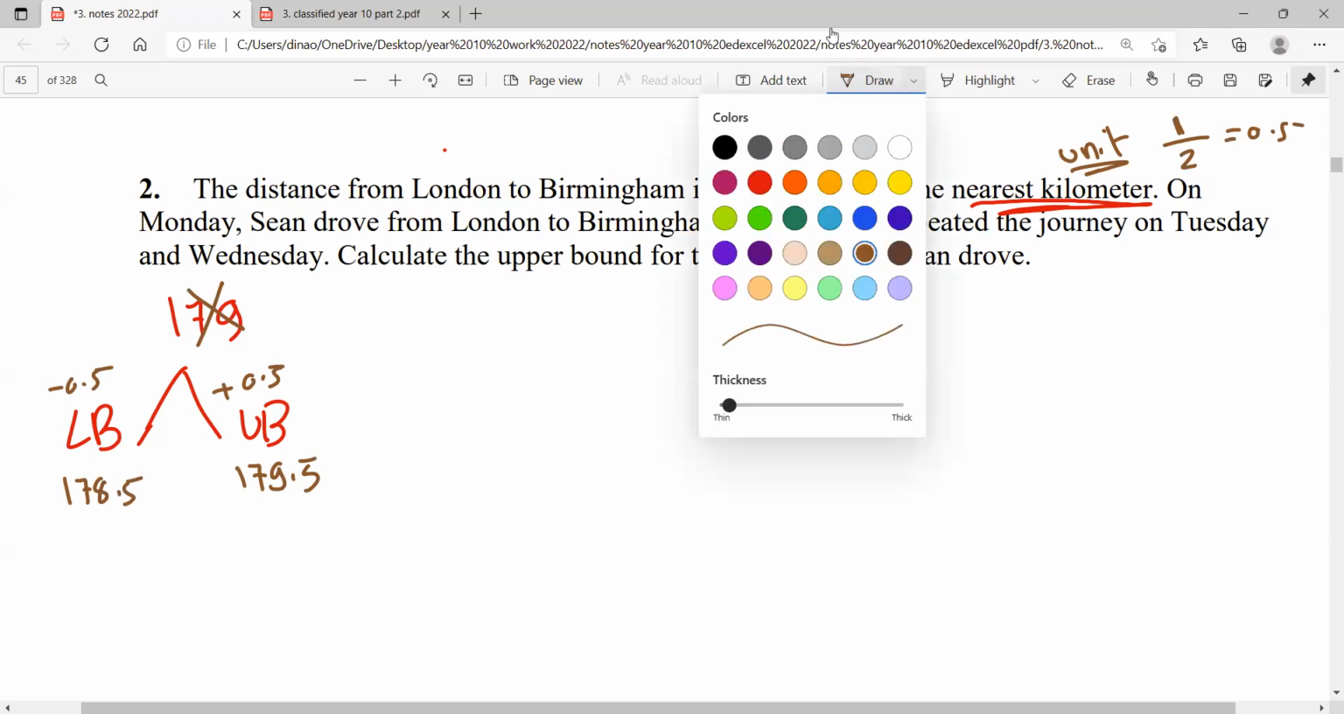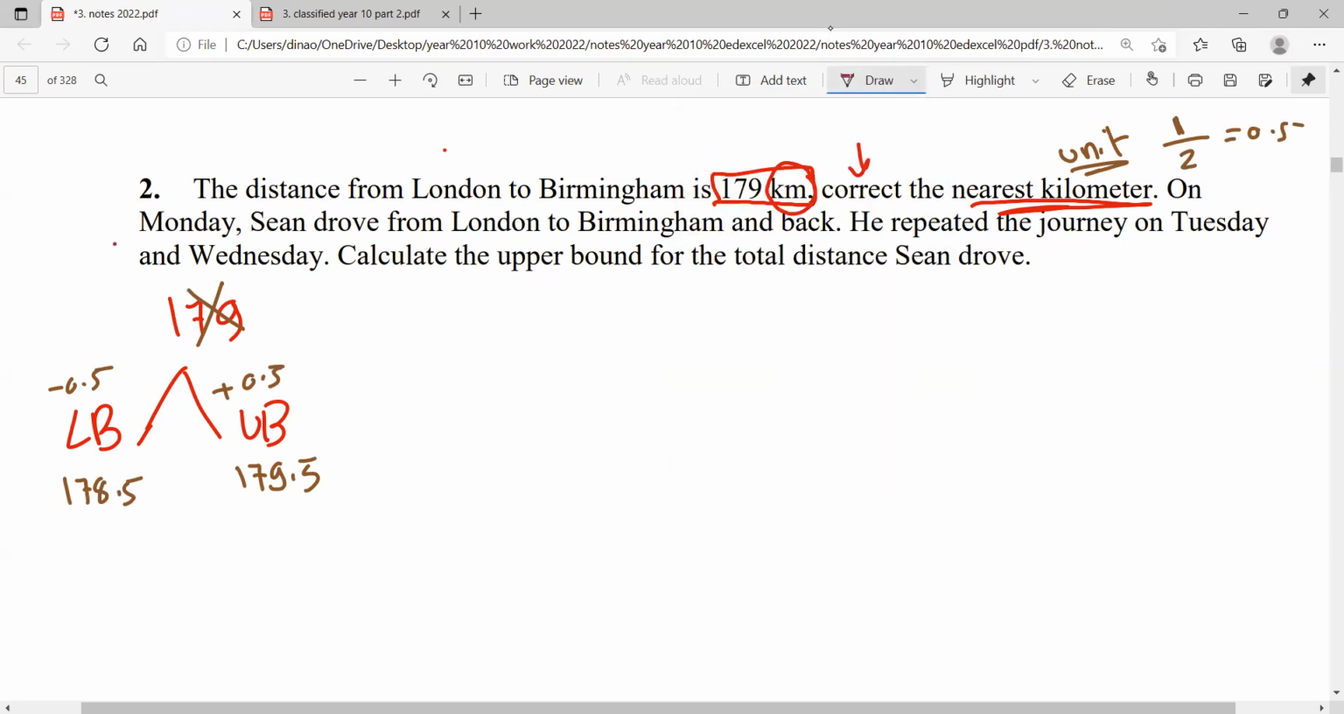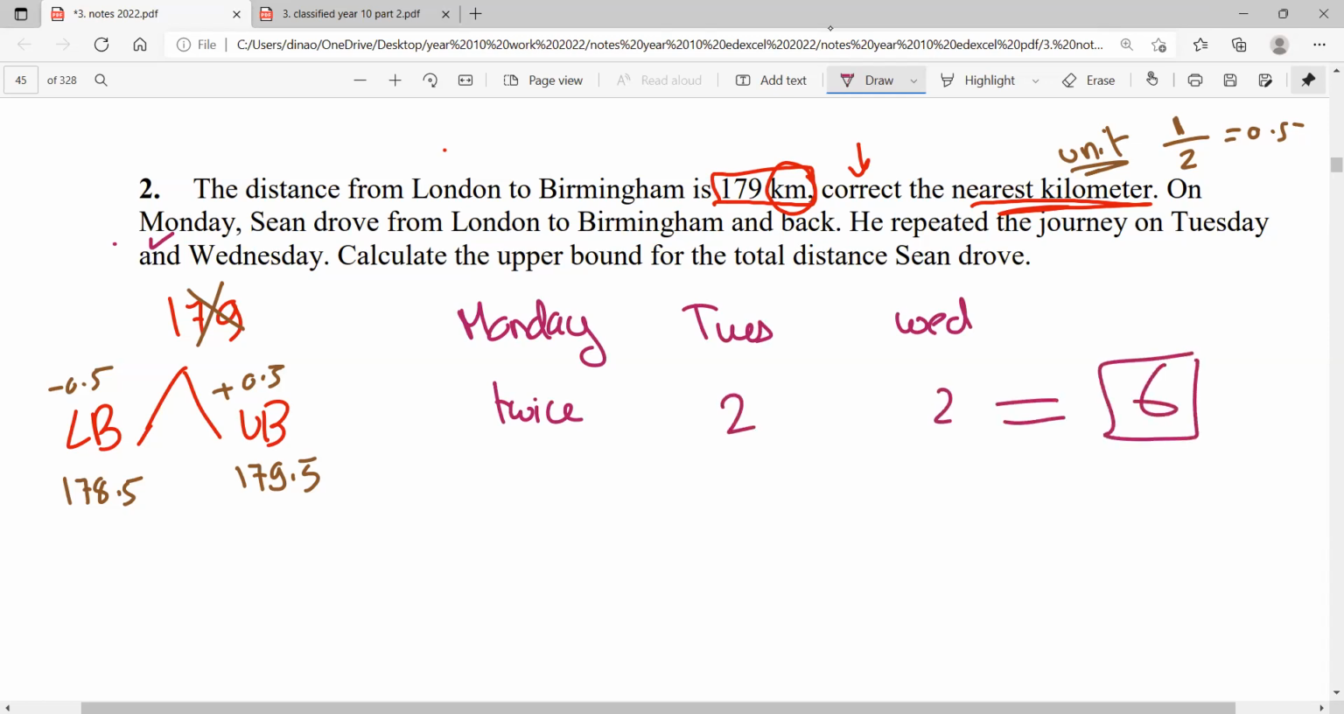بيقول لي بقى طبعا بيقول لي بقى هنا ايه. Let's read the rest of the question. On Monday, Sean drove from London to Birmingham and back. So Monday, he went this distance twice, going and coming. He repeated the journey Tuesday and Wednesday. فMonday راح وجه. From London to Birmingham and back. Tuesday راح وجه. Wednesday راح وجه. So how many times did he do this journey? He did this journey 6 times. Twice Monday, twice Tuesday, twice on Wednesday.